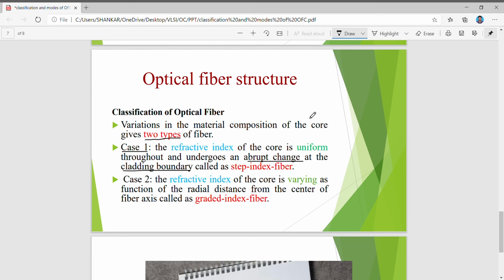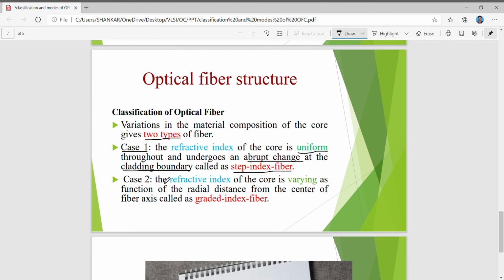Whatever changes you have at the cladding boundary, those changes may not affect the refractive index of the core. So then the refractive index is uniform. This type of fiber is called a step index fiber.